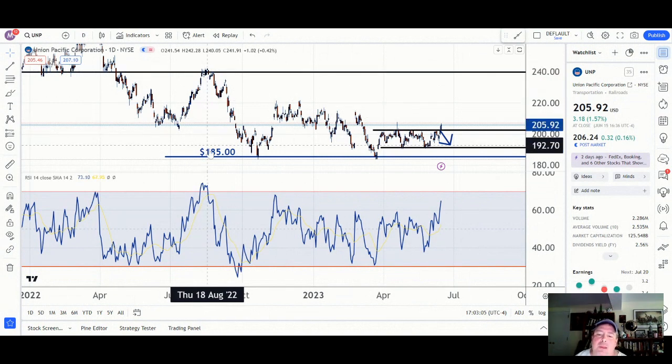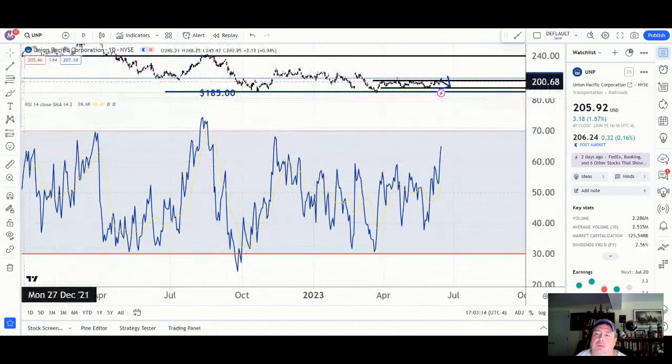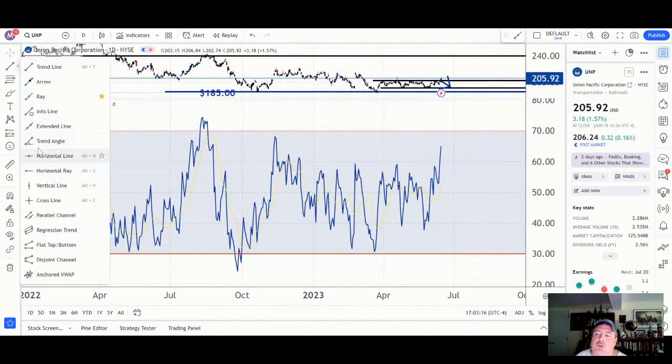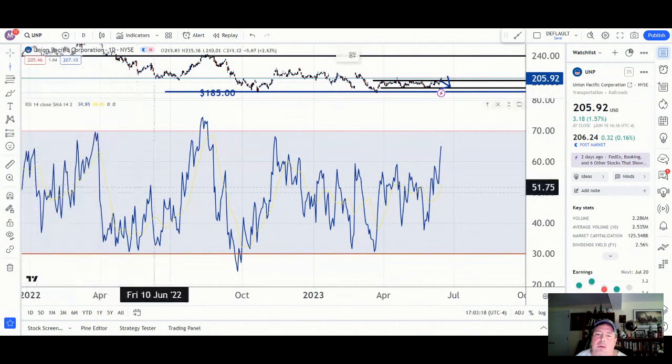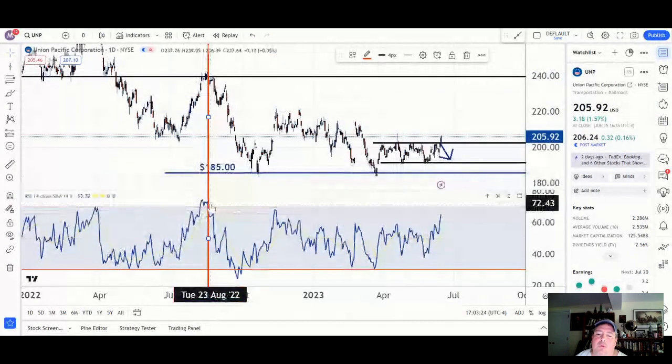So your setup is okay. We got overbought. What's your trigger? What is the thing that's going to make you sell or take a short position, meaning buying a put? So the tool is okay, we got the RSI. The setup is we got overbought.